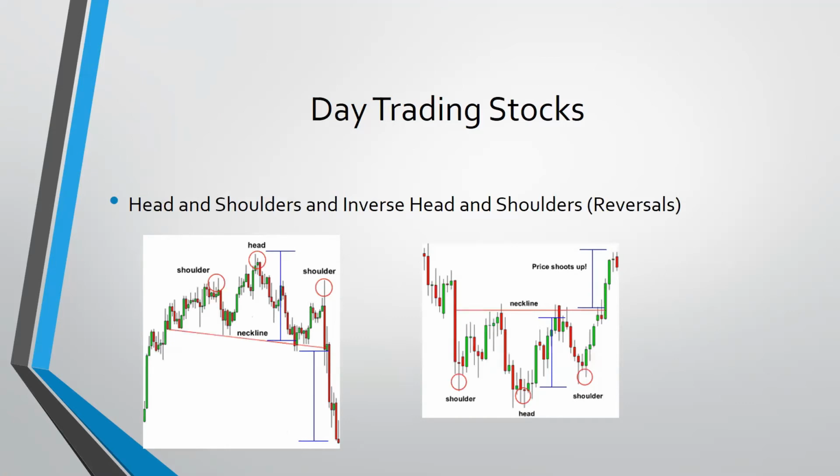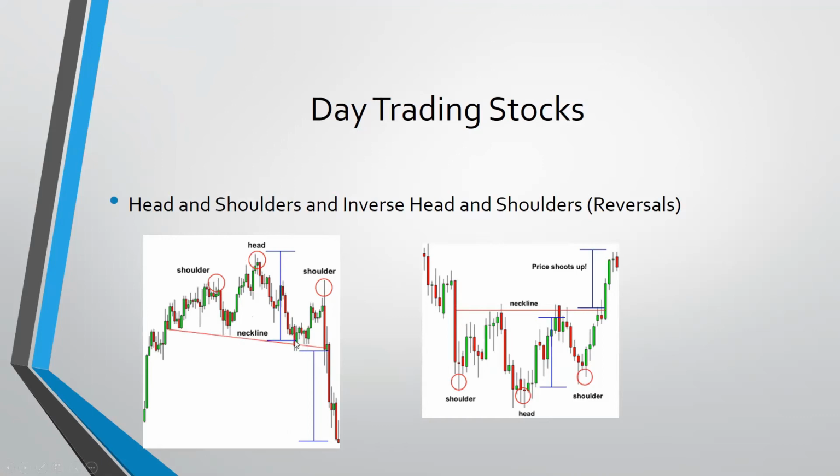This chart pattern is called the head and shoulders chart pattern. So in the head and shoulders chart pattern, the price of the asset goes up, it goes down, it goes up, makes a higher peak. So this peak here is higher than this peak here.